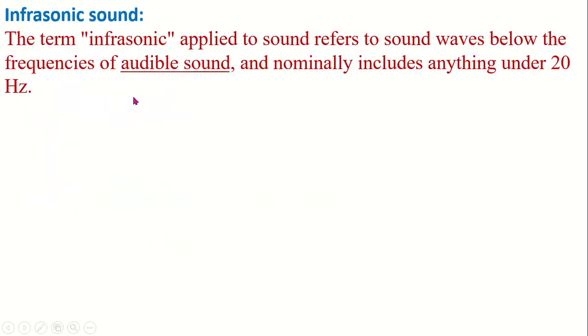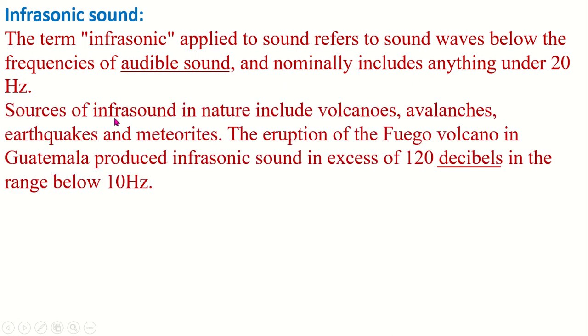Infrasonic sound. The term infrasonic applied to sound refers to sound waves below the frequencies of audible sound and nominally includes anything under 20 Hz. Sources of infrasonic sound in nature include volcanoes, avalanches, earthquakes, and meteorites. The eruption of the Fuego volcano in Guatemala produced infrasonic sound in excess of 120 decibels in the range below 10 Hz.